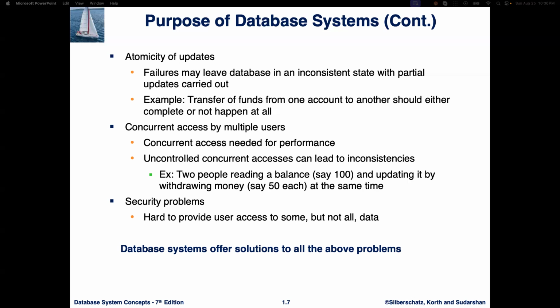Database systems handle this through mechanisms like locking and transaction isolation levels to ensure concurrent transactions do not interfere with each other and lead to inconsistent data.